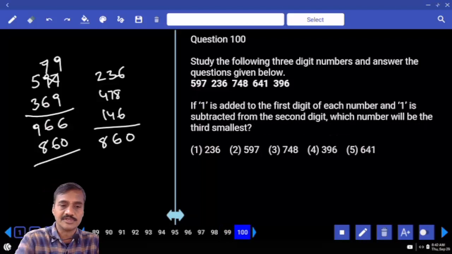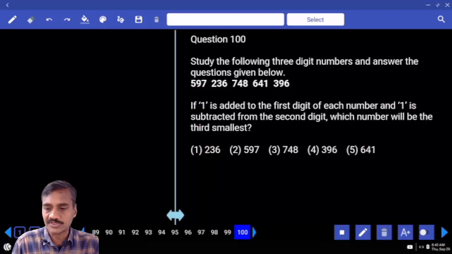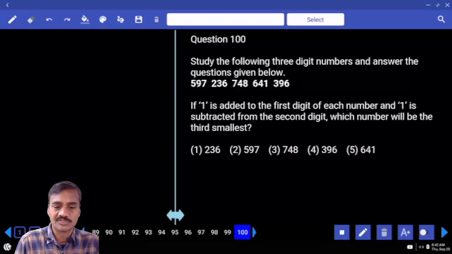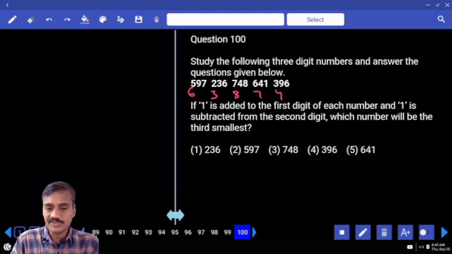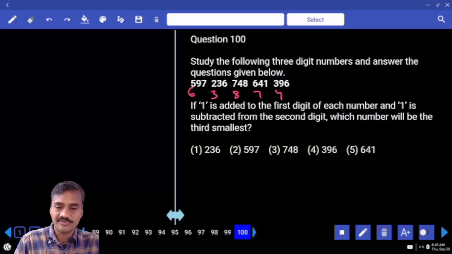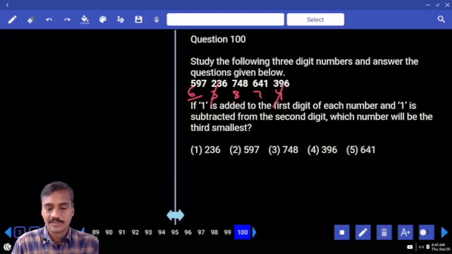And coming to this 100, if 1 is added to the first digit of each number and 1 is subtracted from the second digit, which number will be the third smallest number? Now 1 is added to the first digit means, now this is 6, this is 3, 8 and 7 and 4. Then which number will be the third smallest? And which is the smallest here? First smallest, second smallest, third smallest is 6. That is 597, choice 2, question number 100.